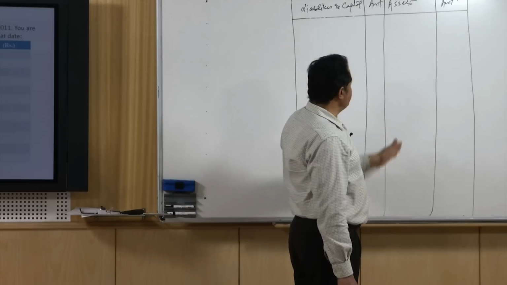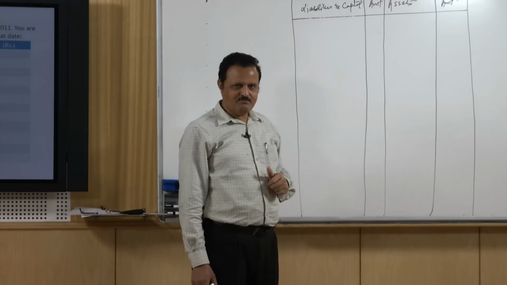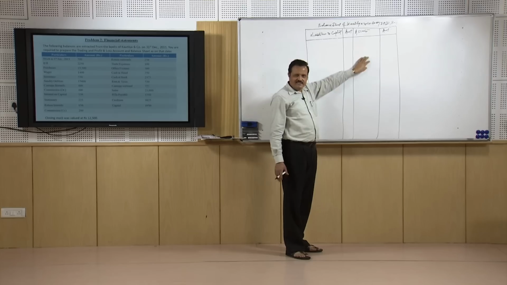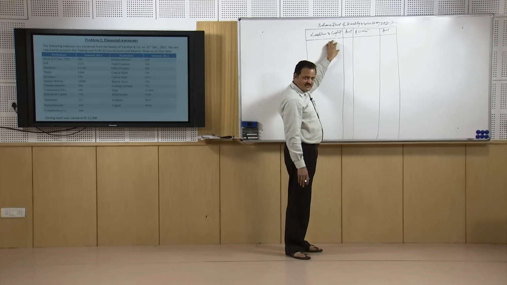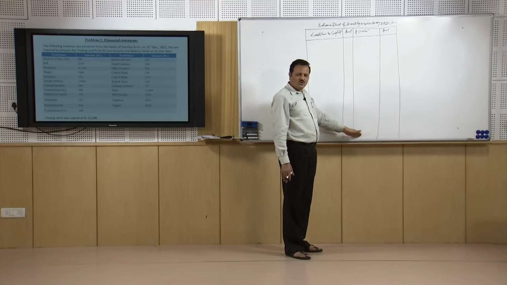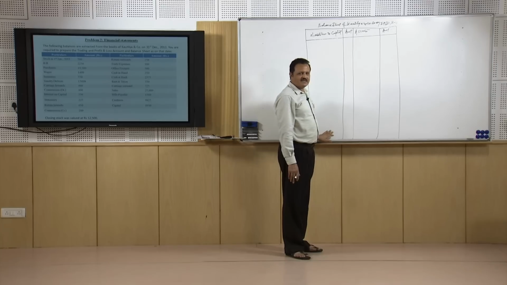So normally when we prepare this statement, we prepare it in the order of permanence. Order of permanence means that we put the long term assets here, similarly we put the long term liabilities here, and then we go on coming to the lower side, which has the short term assets, current assets we call them, and this side we have the current liabilities.